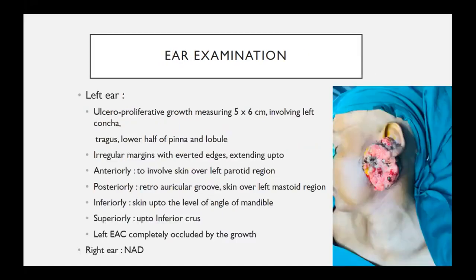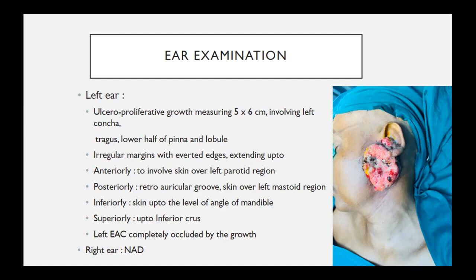So should I go ahead with the ear examination? Yes, please. On ear examination, on the affected left side, I noticed an ulceroproliferative growth measuring about 5 by 6 centimeters involving the lower half of the left pinna, concha, tragus, and lobule, extending posteriorly to the mastoid area and anteriorly to involve the left parotid region. Inferiorly, the skin involvement was up to the angle of mandible, and superiorly up to the inferior crus of antihelix. Left EAC could not be appreciated as the growth was occluding the external auditory canal.